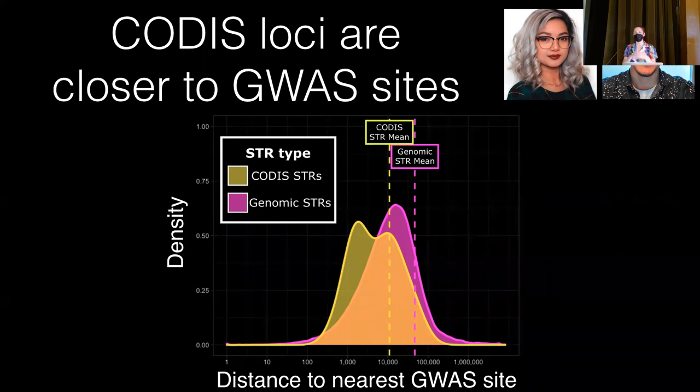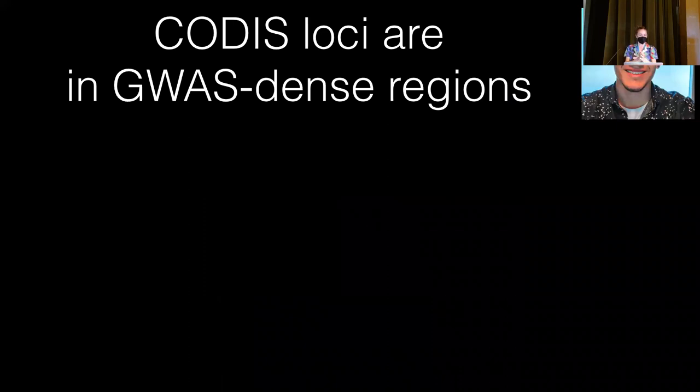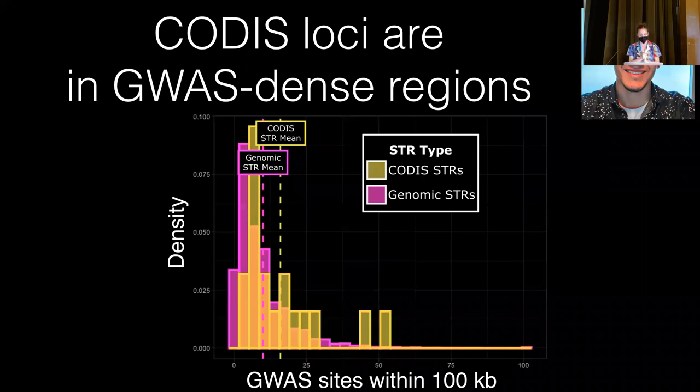Okay. That's interesting, but that's just one GWAS site. Like what does it mean to be close to one GWAS site? So then we asked another kind of simple test statistic type question, where we're trying to find out, are CODIS loci in more GWAS dense regions? So now we counted the number of GWAS sites within a 100 KB window surrounding the CODIS loci and surrounding other genomic STRs. And this is what we came up with. So again, the yellow distribution here is the number of GWAS sites surrounding CODIS STRs versus genomic STRs in pink. So again, we see that the CODIS STRs are actually in more GWAS dense regions than the non-CODIS STRs.